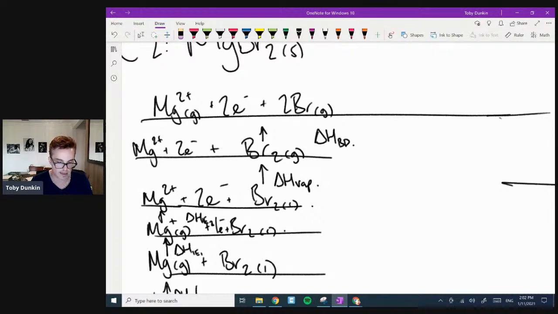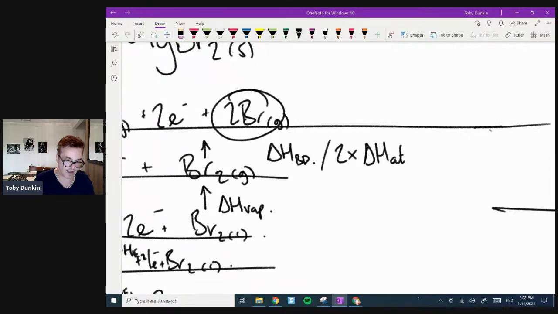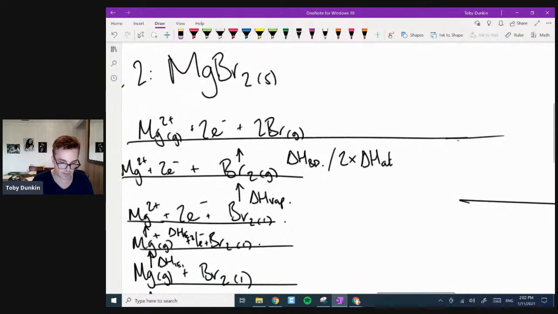Mark, but apparently they don't. But we could have also times 2 delta H atomization alternatively, because we're forming 2 atoms. So we'd have to do, that'd be 2 moles of atoms rather than 1. So it'd be delta H atomization times 2.